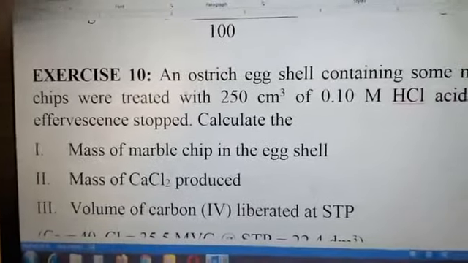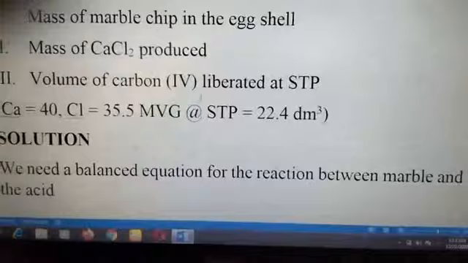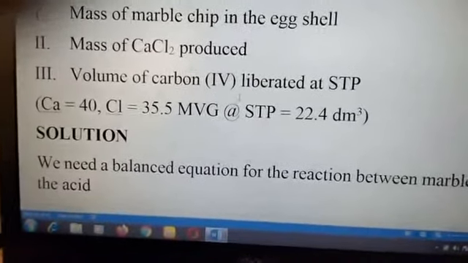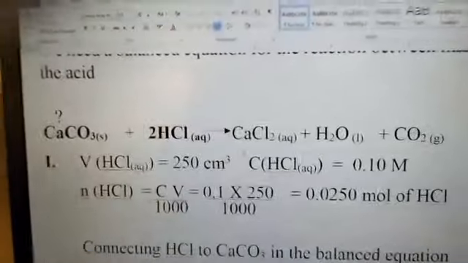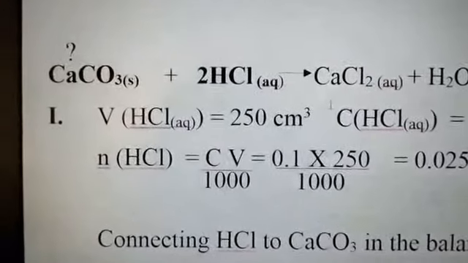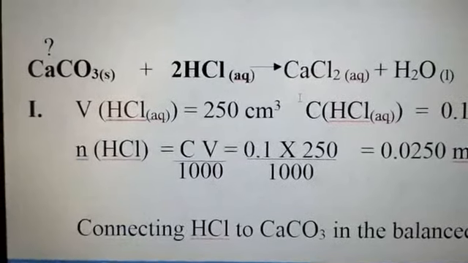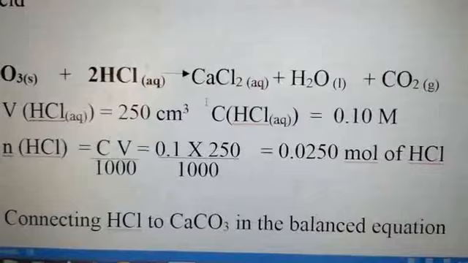What did it react with? It reacted with HCl acid. So we need to write the equation for the reaction. For the solution, we need a balanced equation for the reaction between marble and acid. So we have the equation written here: calcium carbonate, representing the marble in the egg, plus HCl, giving us calcium chloride, water, and CO2.